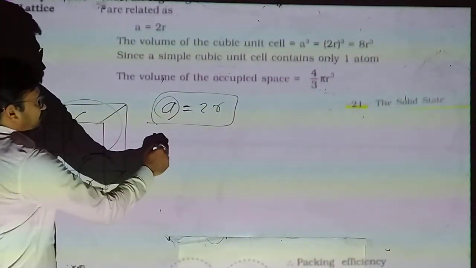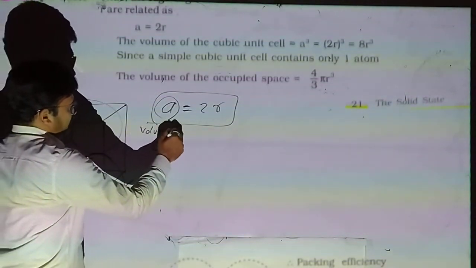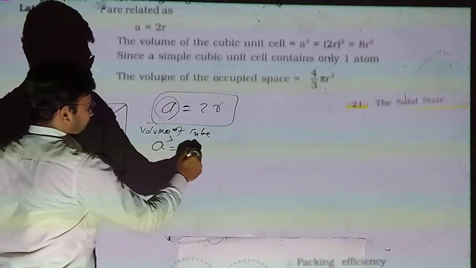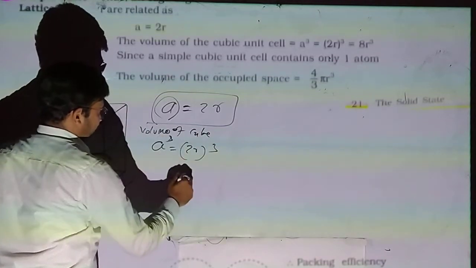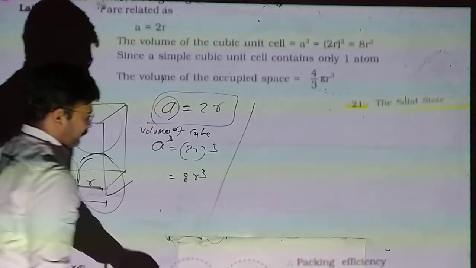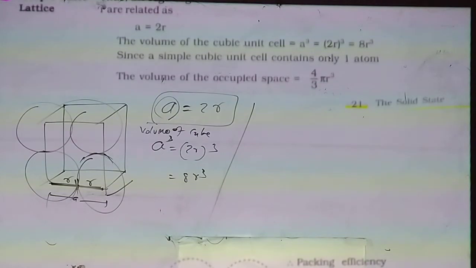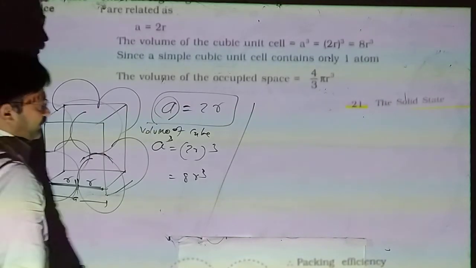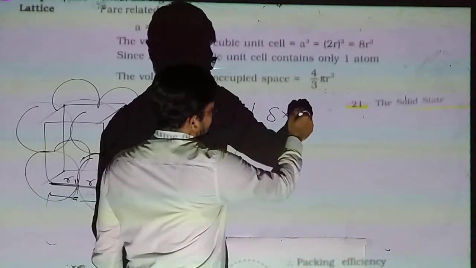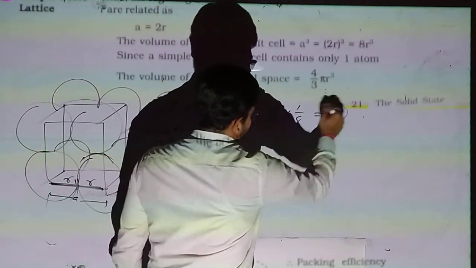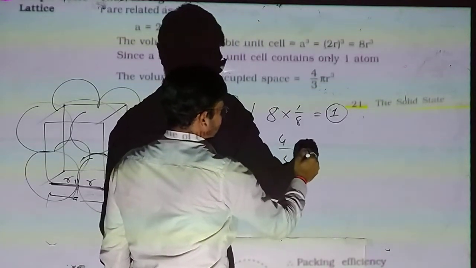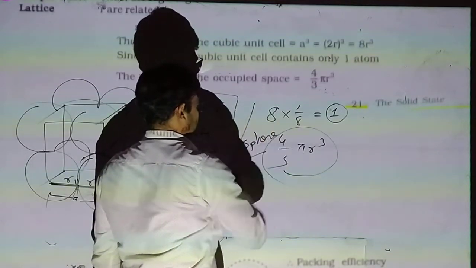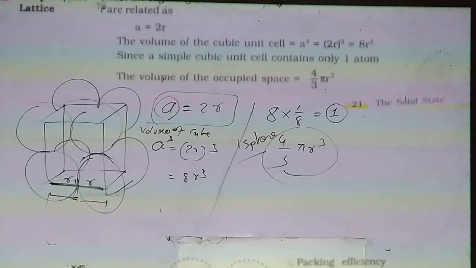So volume of our cube, simple cube, should be a cube. So (2r) cube, so 8r cube. But in the simple cubic cell, how many spheres are present there? Due to 8 corners, 8 into 1 by 8, it is 1. So volume of one sphere is 4 by 3 pi r cube.